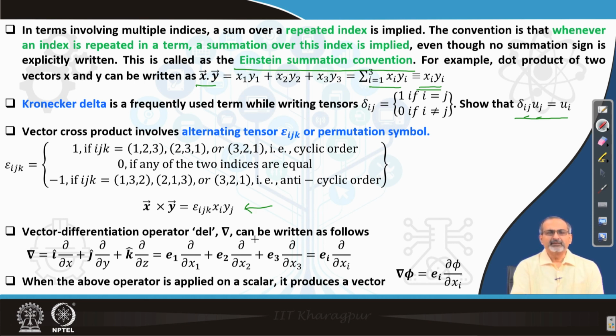The vector differentiation operator del can be written as follows, like we have in this equation. As you may recall, it is i del del x plus j del del y plus k del del z, and you can generalize it in this form, calling the unit vectors e's, and then you basically have, according to the summation convention, ei times del del xi. When the above operator is applied on a scalar, it produces a vector. So, gradient when applied on phi, where phi is a scalar, would end up producing a vector like this.